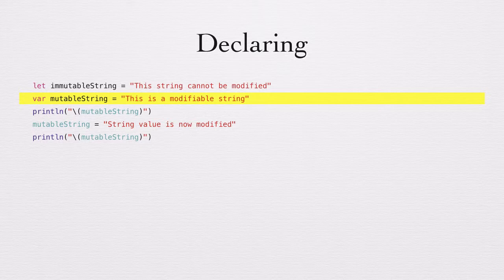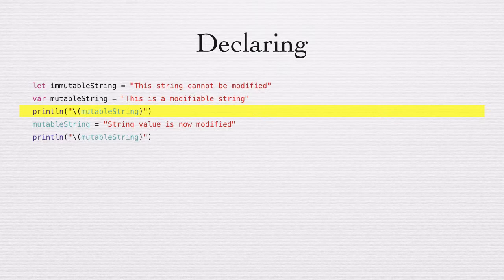To create a mutable string, you create a string type variable, rather than a constant as in the previous statement. Note that the type of the mutable string variable, as in the previous statement, is inferred from the assigned value. We now print the value of the mutable string on the console.